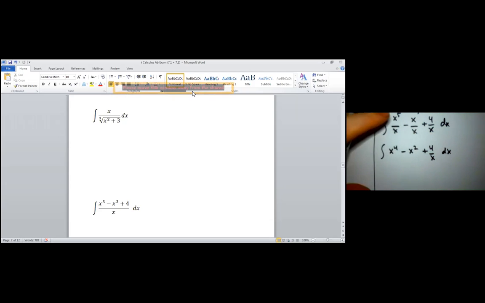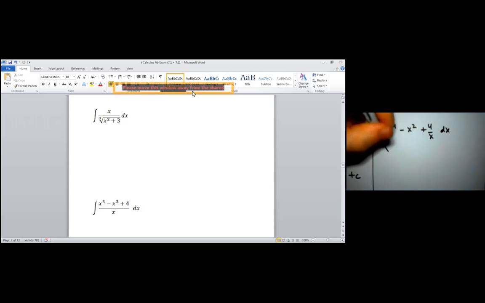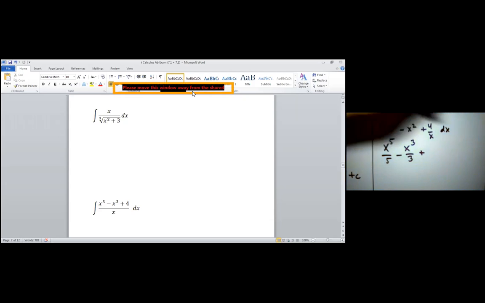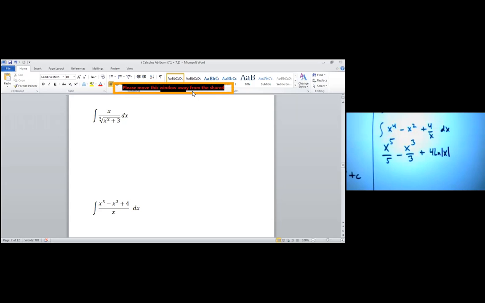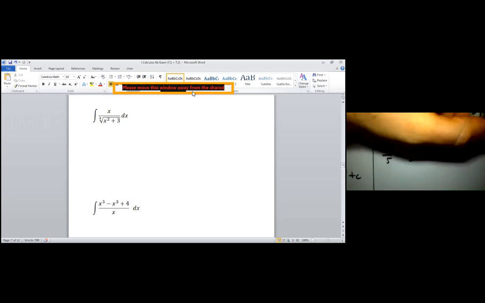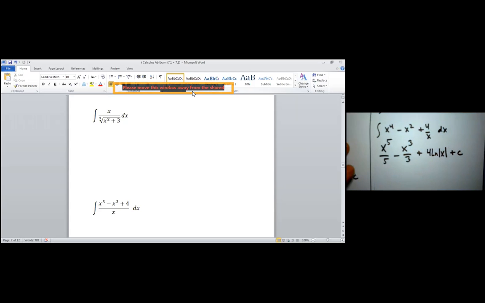Now you want to integrate. So that would be x to the 5th over 5 minus x to the 3rd over 3 plus 4 ln absolute value of x plus c. And if you made that natural log of x to the 4th, it means the same thing. Any questions on that one or anything on this page?